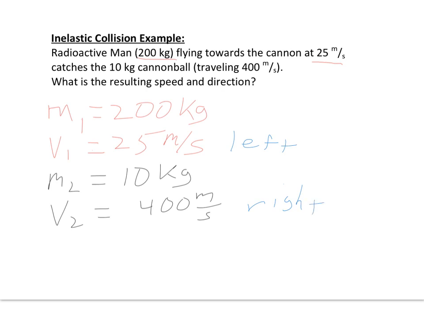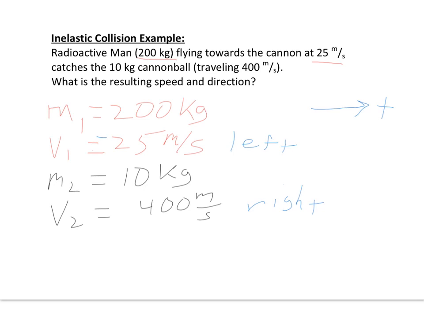I'm going to make my positive direction to the right. As a result, one of these two velocities needs to be negative. Since the cannonball is to the right and Radioactive Man is to the left, that makes Radioactive Man have the negative velocity. Remember that velocity is a vector, and so direction makes a difference.